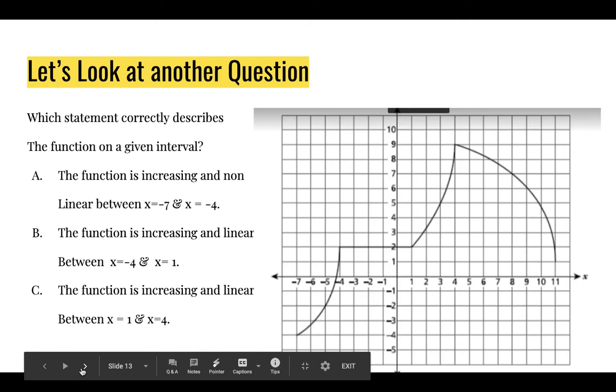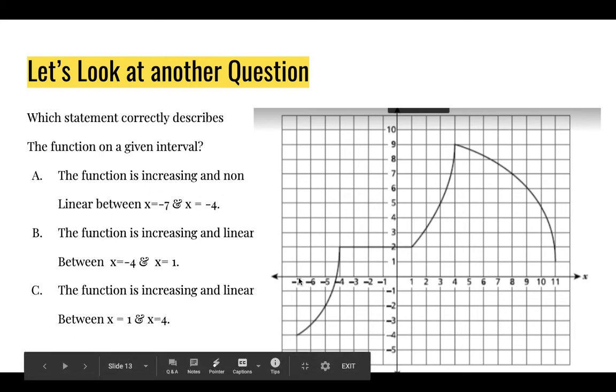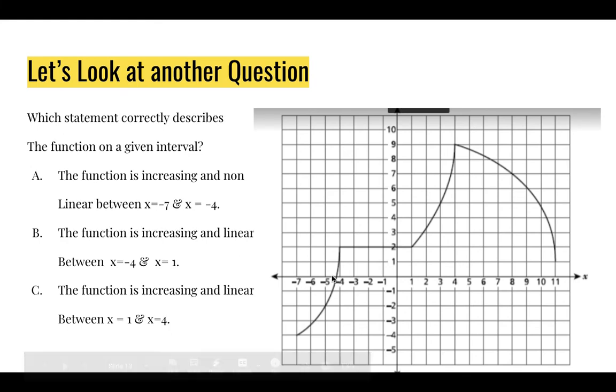Let's look at another question. Which statement correctly describes the function on the given interval? A. The function is increasing and nonlinear between -7 and -4. So it is increasing and nonlinear. The function is increasing and linear between -4 and 1. So this is false because it has a 0 slope. And the function is increasing and linear between 1 and 4. It is increasing, but it's nonlinear. So the answer is A.